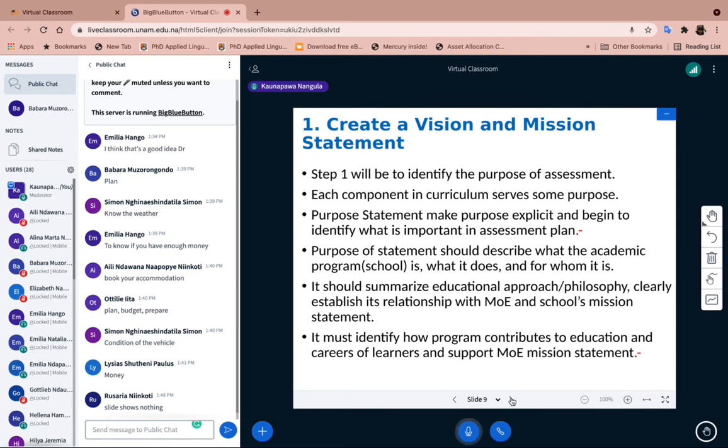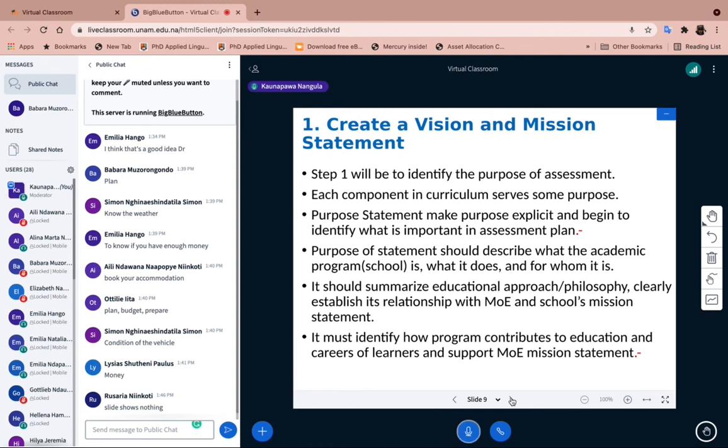So the first step is really to identify what the purpose of assessment is. Each component in the curriculum serves some sort of purpose. So the purpose statement makes the purpose explicit and begins to identify what is important in the assessment plan. State this clearly, so that everybody should understand it when they read it. They should understand what the purpose of the assessment plan is.